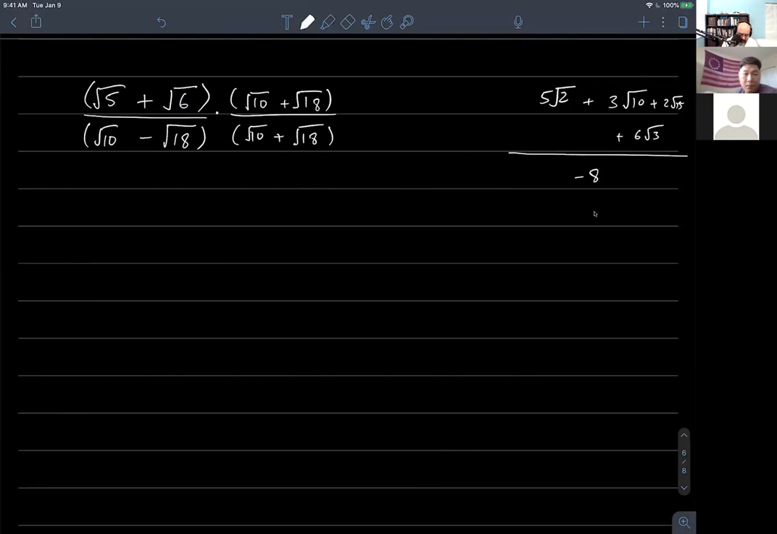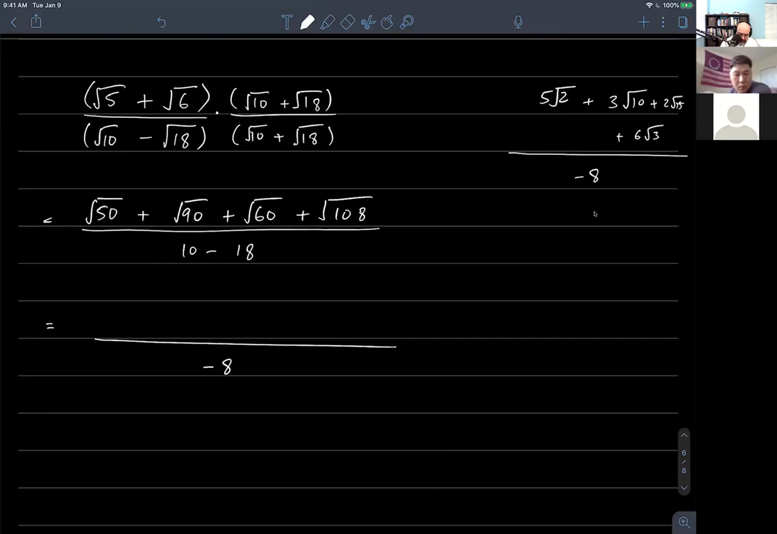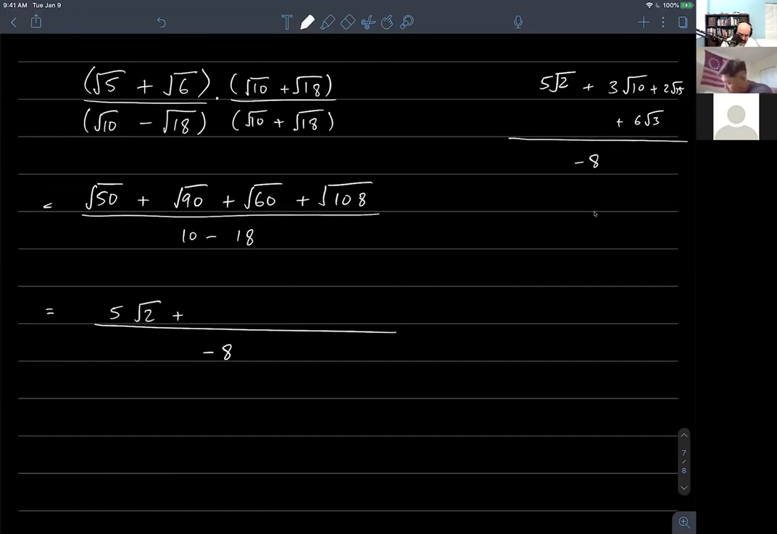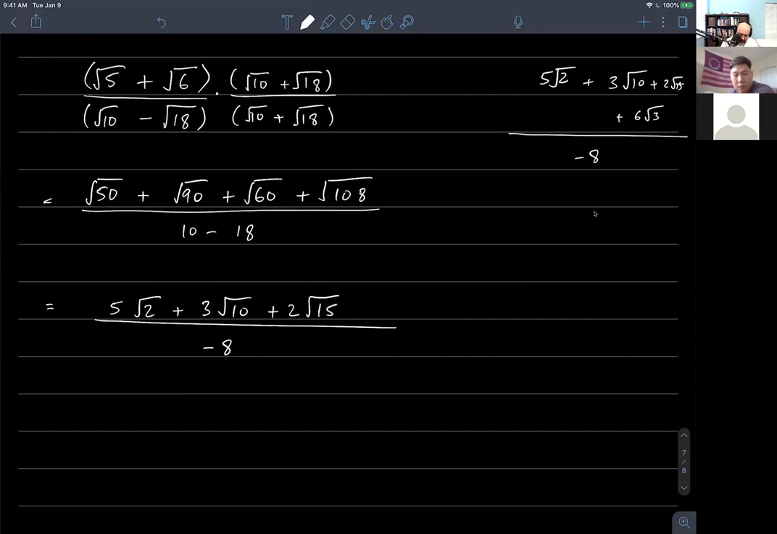Okay, so for the numerator, we'll have 5 times 10, which is radical 50, plus 5 times 18, which is radical 90, 6 times 10, which is radical 60. 6 times 18 is what? Radical 108. Thank you. All over 10 minus 18. So that is a negative 8 on the bottom. Radical 50, you split up into 5 root 2. That's okay. This would be 9 times 10, so 3 root 10. Yep, that's what you have. 60 would be 4 and 15. Yeah, 4 and 15 works, so 2 root 15. 108, 36. So 6 root 3, yeah, that's what you have.